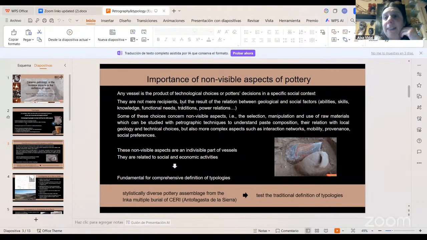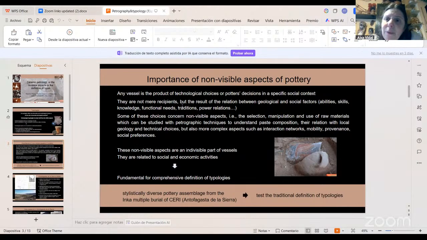And some of these choices concern non-visible aspects, such as the selection, manipulation, and use of raw materials, which can be studied with petrographic techniques to understand past composition, their relation with local geology and technological choices, but also more complex aspects such as interaction, networks, mobility, provenance, or social preferences. The thing is that these non-visible aspects are an indivisible part of any vessel, and they are related to social and economic activities. So they should be fundamental in any definition of a typology.